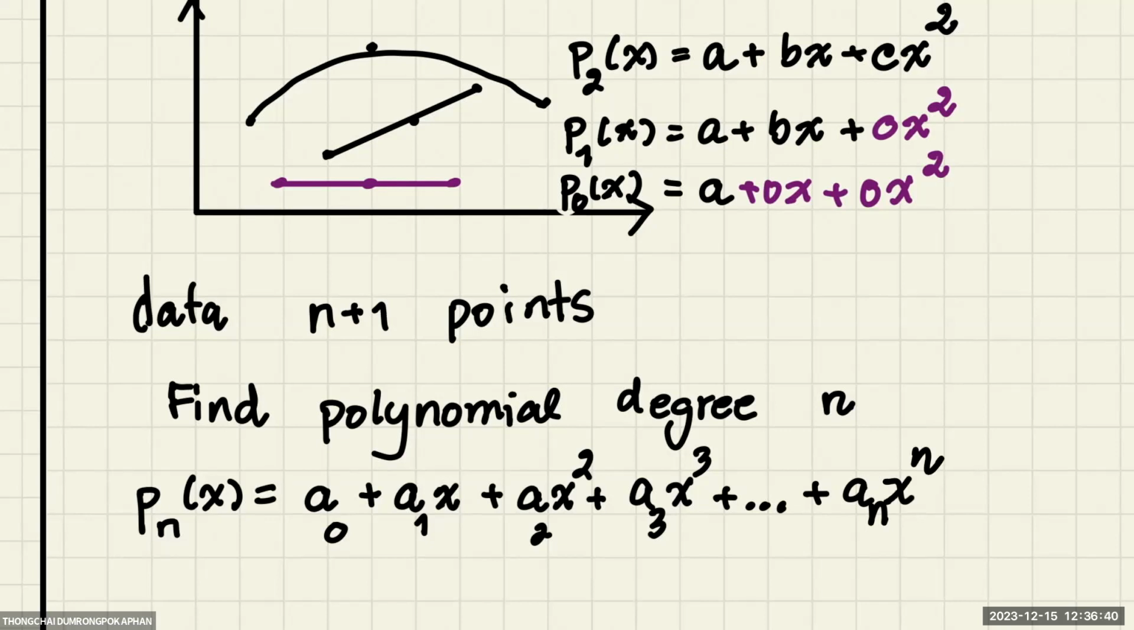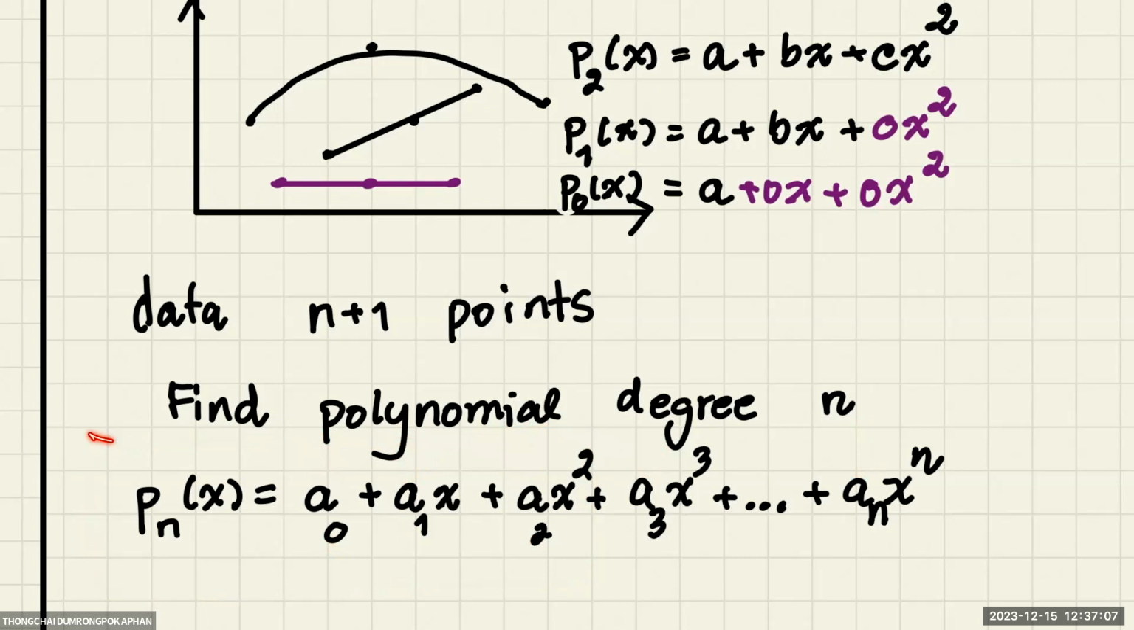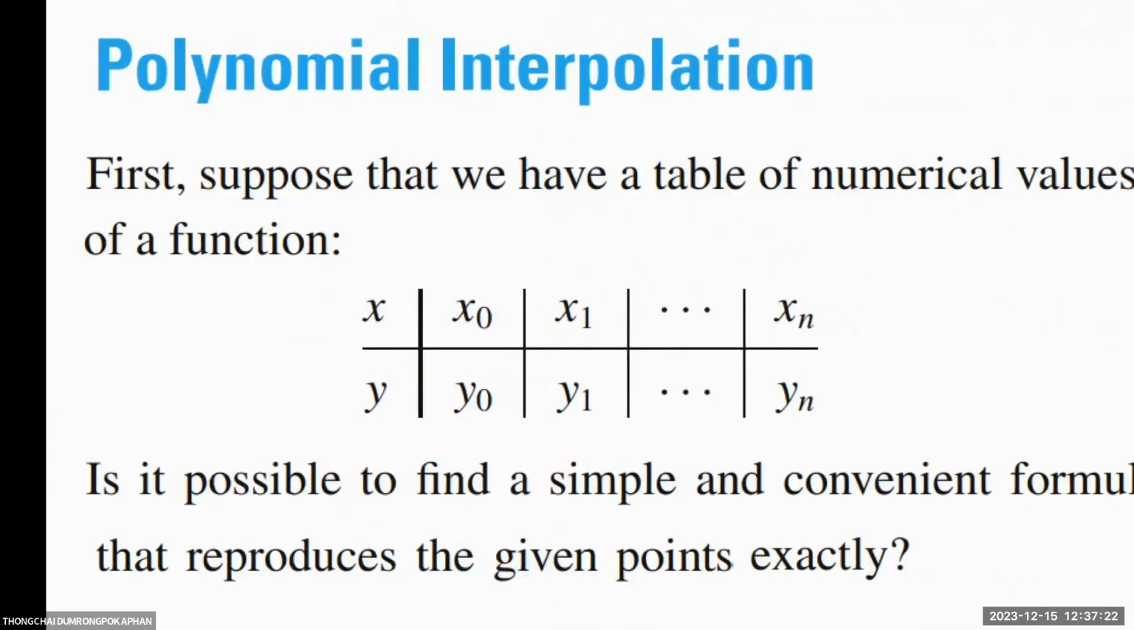So you can see that this is polynomial degree n. For polynomial degree n, you have n plus 1 unknowns. When I say unknowns, it means A0, A1, A2, A3, up to An. If I talk about polynomial degree 2, you have 0, 1, 2, so 3 unknowns. If you have 4 points, you fit with polynomial degree 3. Polynomial degree 3 has 1, 2, 3, 4 unknowns.